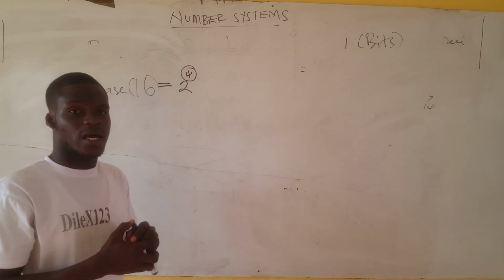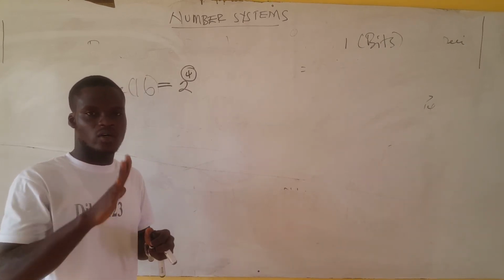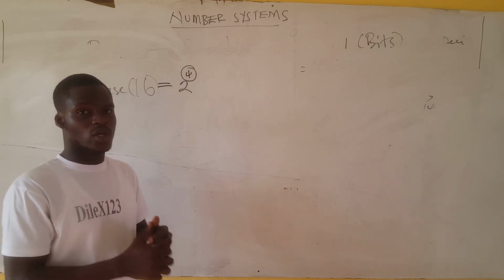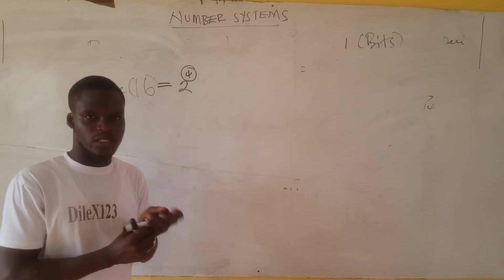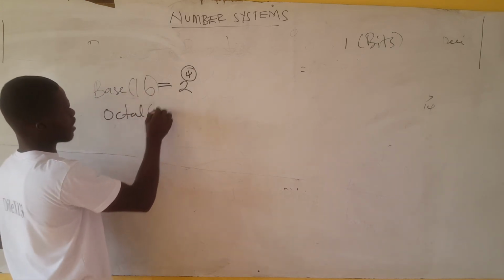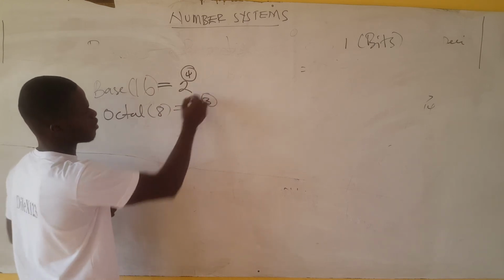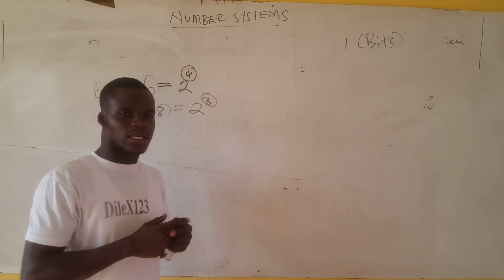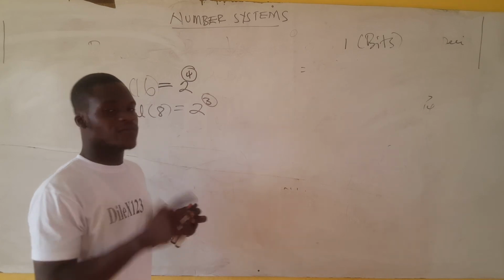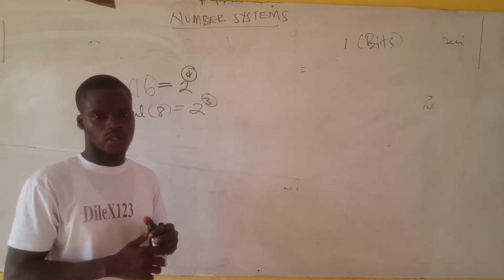If I say 4 bits, I mean the bits are zeros and ones. So we need 4 digits, and those digits must be zeros and ones, so that we can represent a number in base 16. So also, octal is written as base 8, right? And 8 can be written as 2 exponent 3. Meaning that if you want to represent a number in base 8, you need 3 bits, in the octal notation.